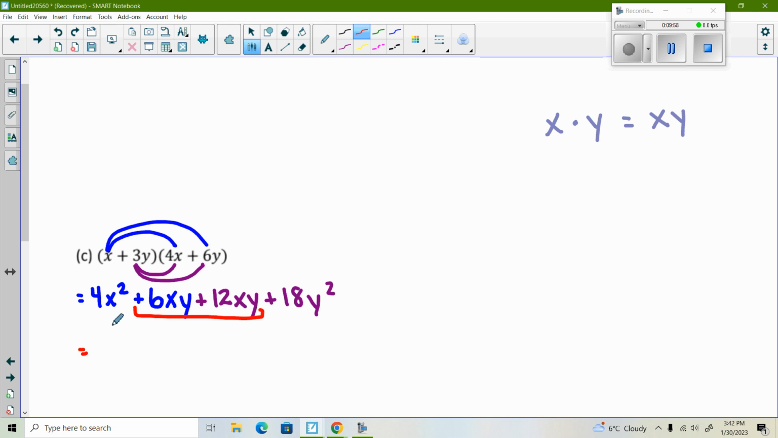Okay, so I only have one 4x squared or one x squared, so I'll keep it there. And I can't combine it with anything. Then I'm saying plus 6xy plus 12xy. So 6 plus 12 is 18, and I just write xy. And then this 18y squared is the only one with a y squared, so I say plus y squared. That's it.